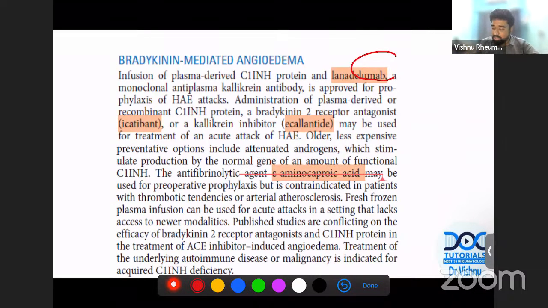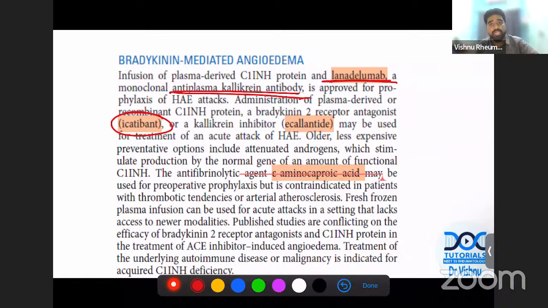So bradykinin mediated angioedema, these are your main 3-4 drugs. So this is your lanadelumab, which is basically your monoclonal anti-plasma kallikrein antibody. Then you have icatibant, which is basically your bradykinin 2 receptor antagonist. Then you have ecallantide, which is your kallikrein inhibitor, and your tranexamic acid, which is also useful in your plasmin to plasminogen breakdown.